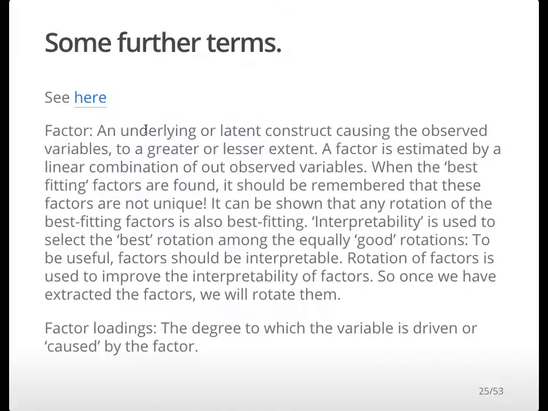Okay, as usual, I have to give you some further terms. You can also click that link. A factor is what we use to describe the underlying construct. Again, think of personality: neuroticism, openness to experience. That's the underlying factor. You should also remember that these are not unique, so you can rotate things to get a different solution.